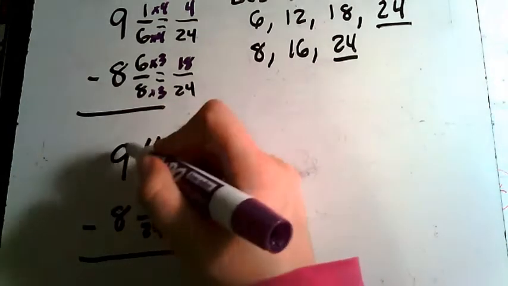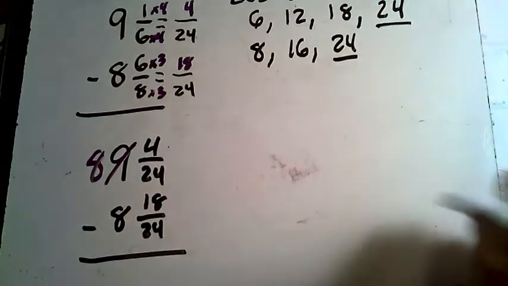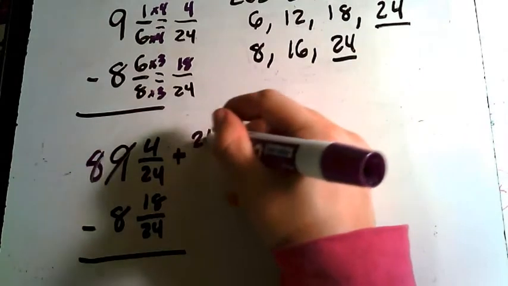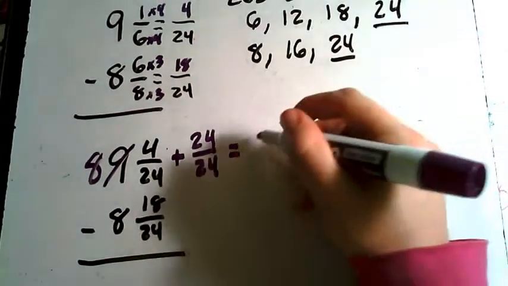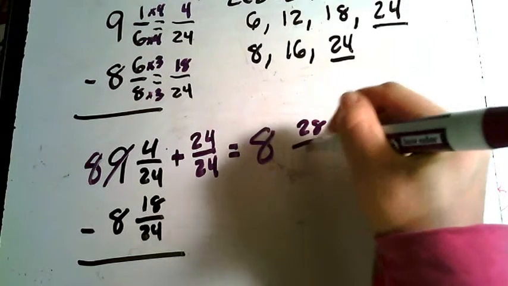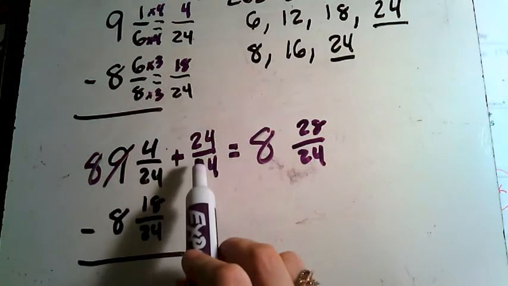To regroup, I start by taking a whole away from 9 and turning that into 8, and I'm going to add that whole to my fraction. I have to add it as a fraction with a common denominator, in this case 24/24. This will make my new fraction 8 wholes. 4 plus 24 is 28/24. I regrouped my whole and added it to my fraction.